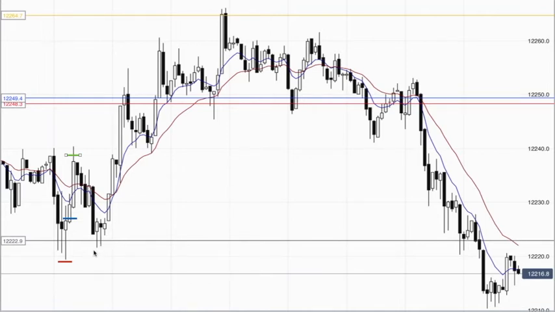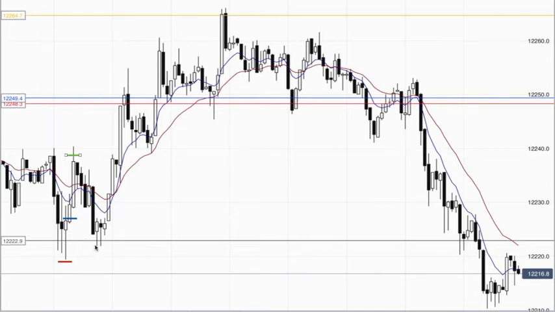What I mean by that is that this bar here has its high here and its low here. The next bar had a higher low and a lower high, so it's an inside bar, and this is the start of build-up. This is where traders are getting trapped.